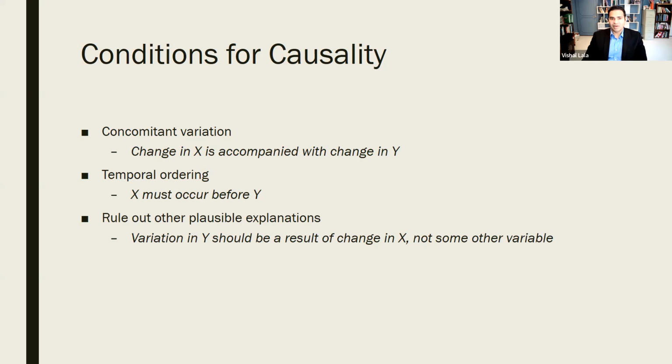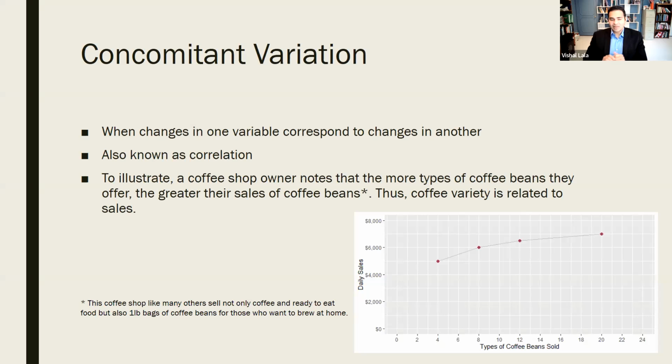The third one is perhaps the hardest one to establish, which is ruling out all other plausible explanations. If X goes up and Y goes up, X may still be occurring before Y, but Y could be going up for a whole host of reasons other than X. Ruling out those other possibilities is the goal of the requirement of the third condition for causality. Let's understand this using an example here.